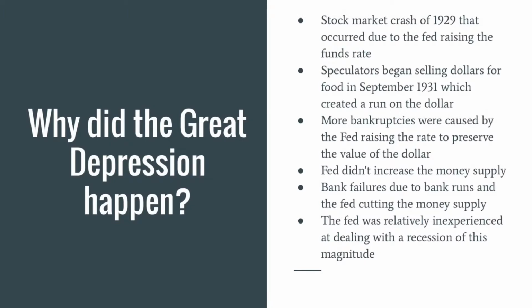The Great Depression happened for many reasons. However, the main cause was the stock market crash of 1929, which was due to the Fed raising the funds rate. The Federal Reserve had never dealt with a recession of this magnitude and was unprepared to deal with the Depression. Therefore, the Fed failed to increase the money supply, and many banks failed due to runs on the banks because of the lower money supply.